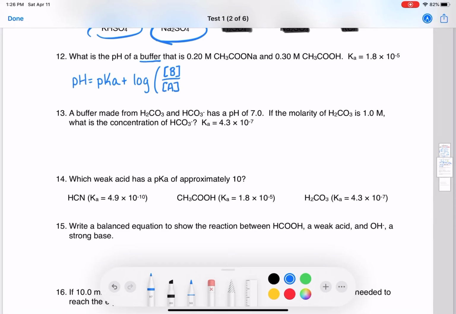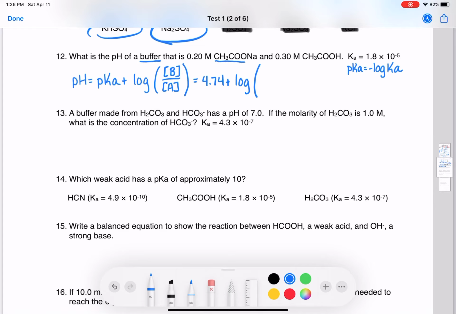So our first goal here is to calculate pKa. pKa is the negative log of the Ka, just like pH is the negative log of the H, and pOH is the negative log of the OH. The negative log of 1.8 times 10 to the minus 5 is 4.74. So we got that part figured out. Now we're ready to figure out the next part, the base and the acid. We have to know which concentration is which. What is the concentration of the base? What is the concentration of the acid?